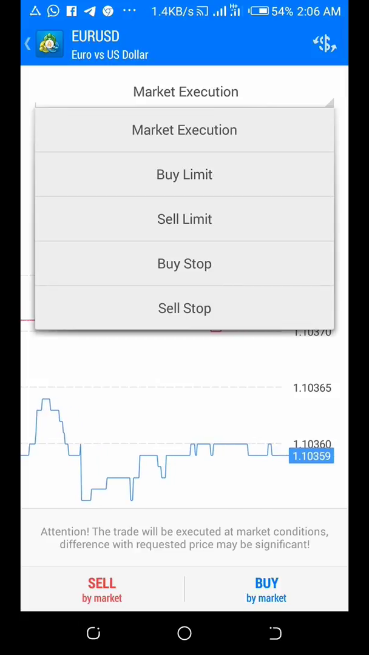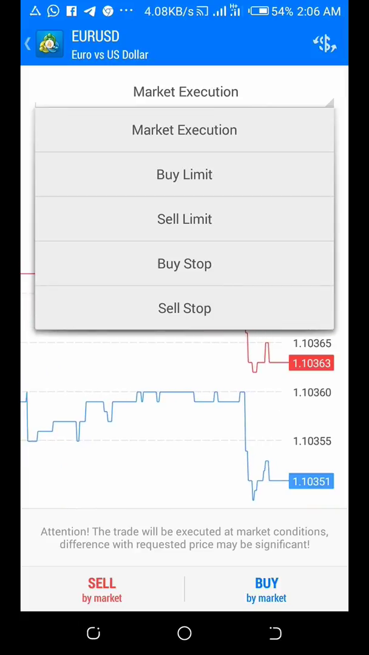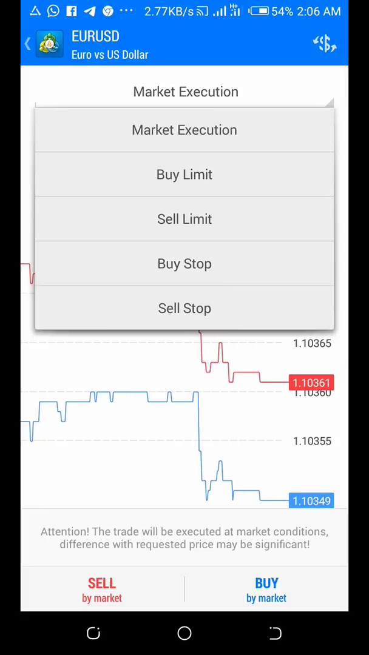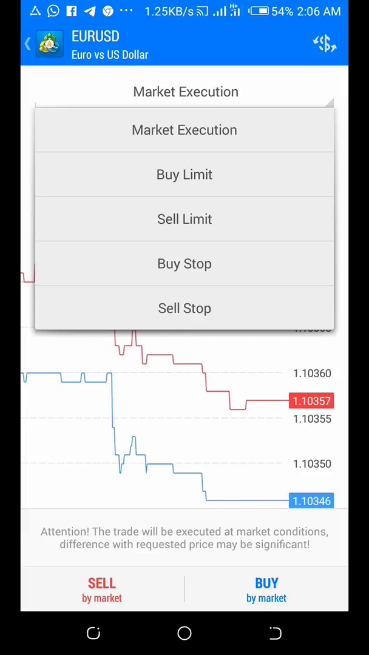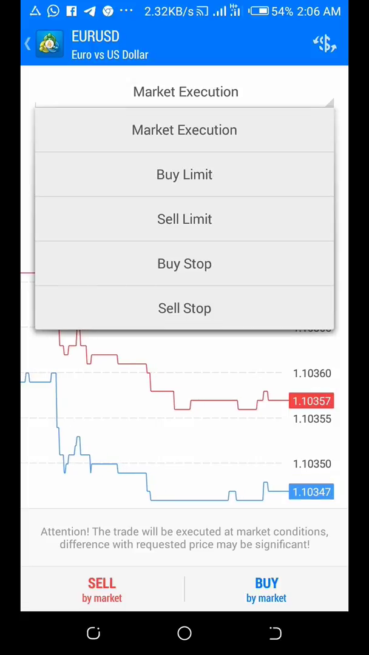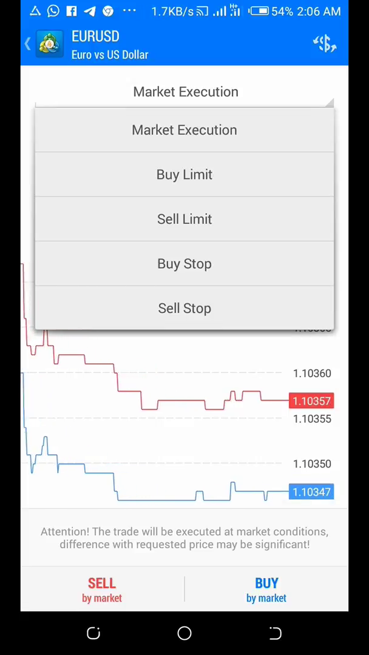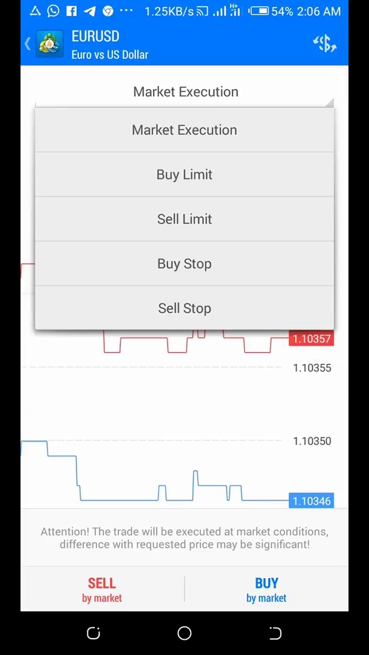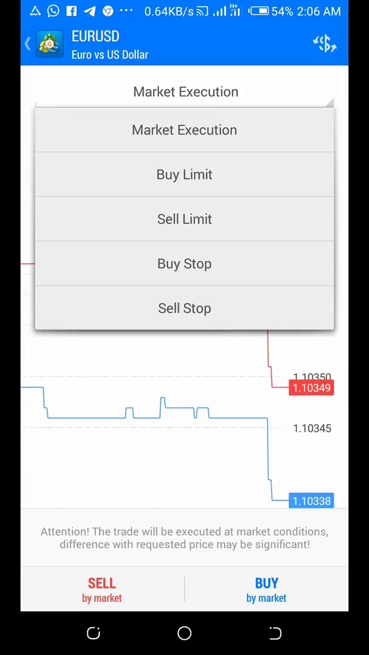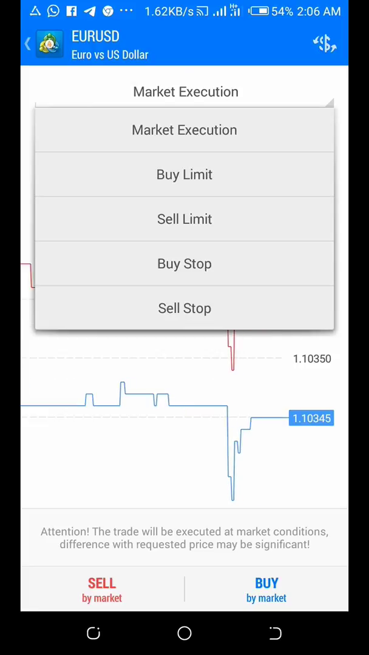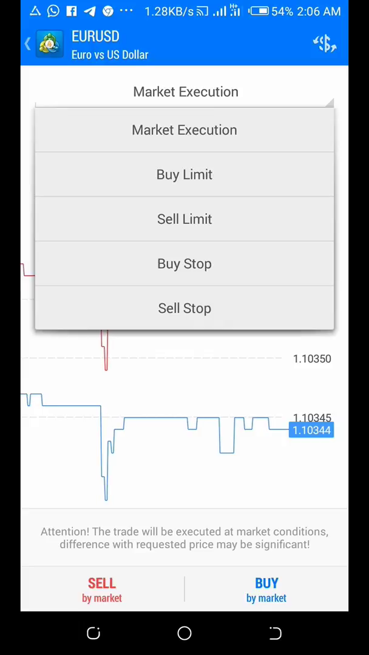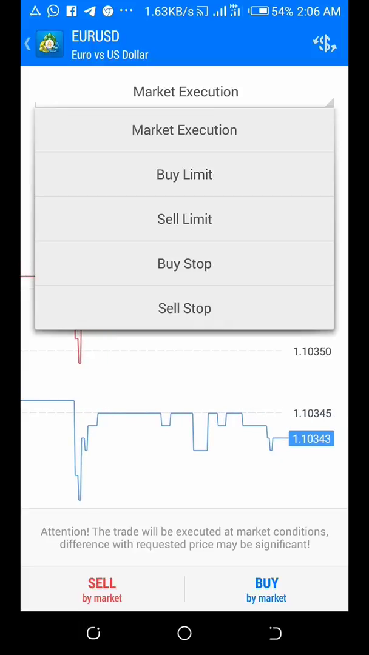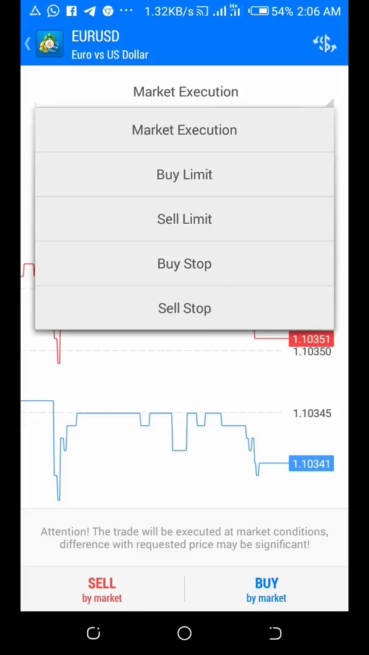Market execution is when you want to place your order and have it activate immediately. That's when we use market execution. Now, buy means my order will be going up, and sell means my order will be going down. With a limit order, from your analysis, when the price comes down a little bit, it's going to go up again. That means your order will have to wait for the price to sell off a little bit before it activates.